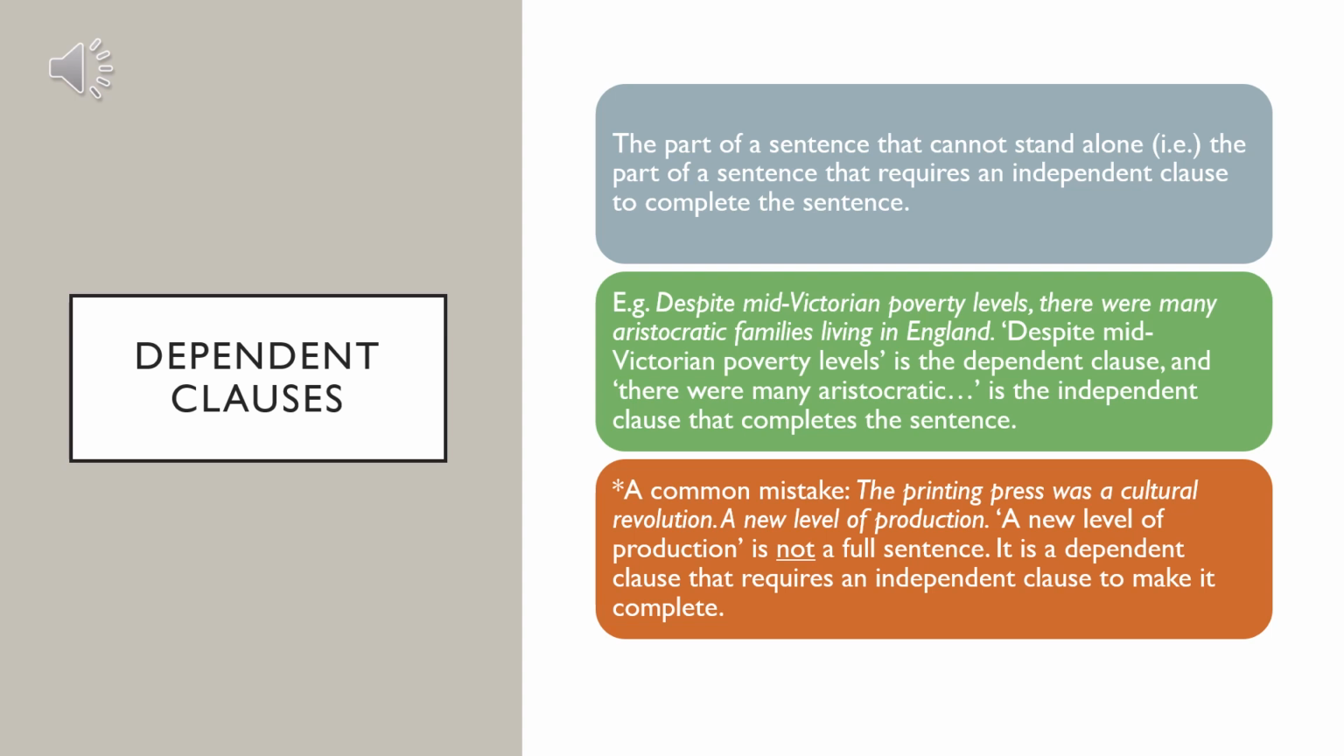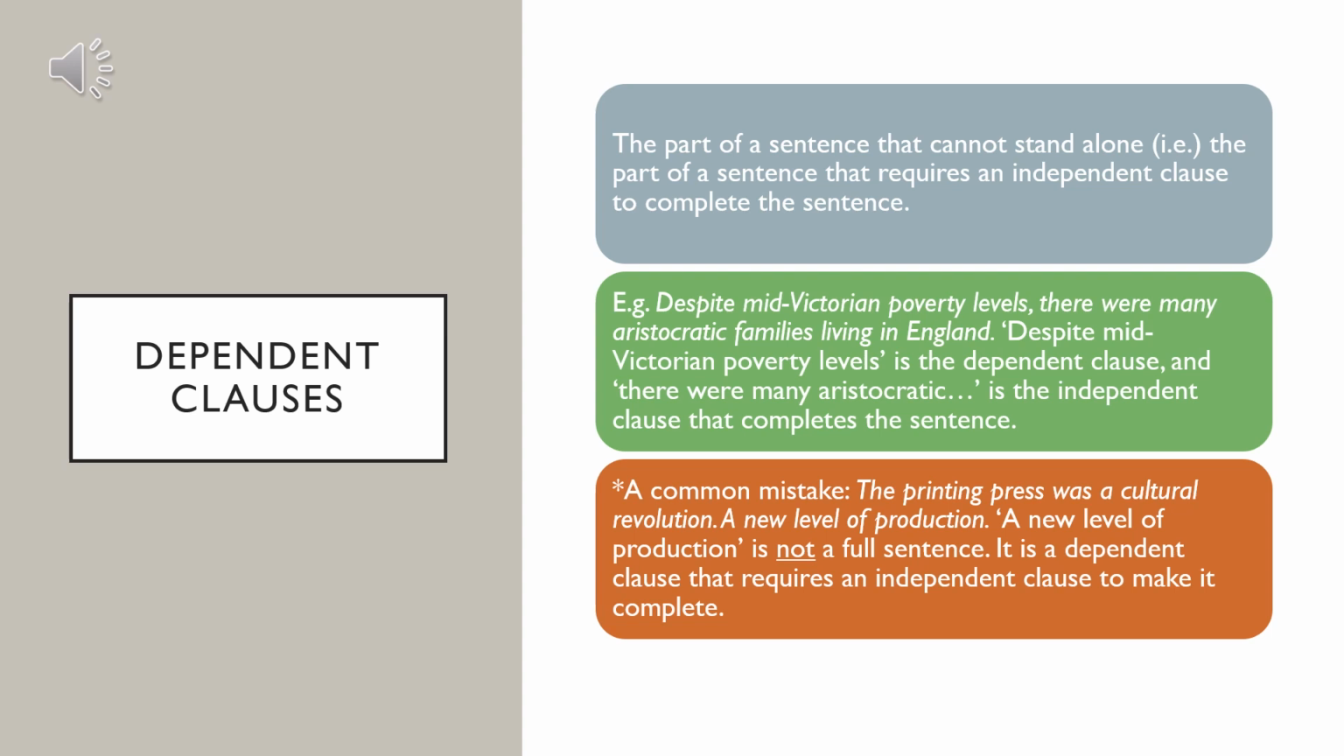The second type of sentence clause is the dependent clause. This is the part of a sentence that cannot stand alone. This part of a sentence requires an independent clause to complete the sentence. For example, despite mid-Victorian poverty levels, there were many aristocratic families living in England. This sentence has two clauses, which are separated by the comma. The dependent clause is despite mid-Victorian poverty levels.